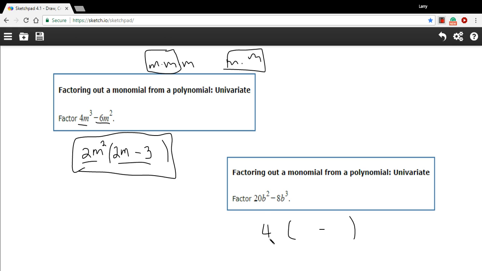So we'll put a 4 out here. And then 20 divided by 4 is 5. And 8 divided by 4 is 2. So that's what gets left over inside.